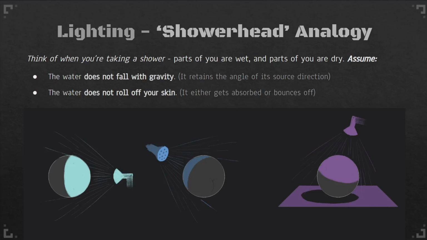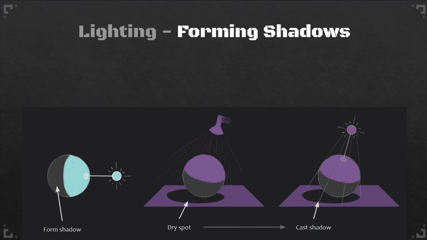As long as you just assume the water doesn't have gravity or doesn't roll off your skin, just think of it like that. Totally perfect. But yeah, you can idealize that shower head into a sort of light source. So you can see there are a few shadows being formed here as well.